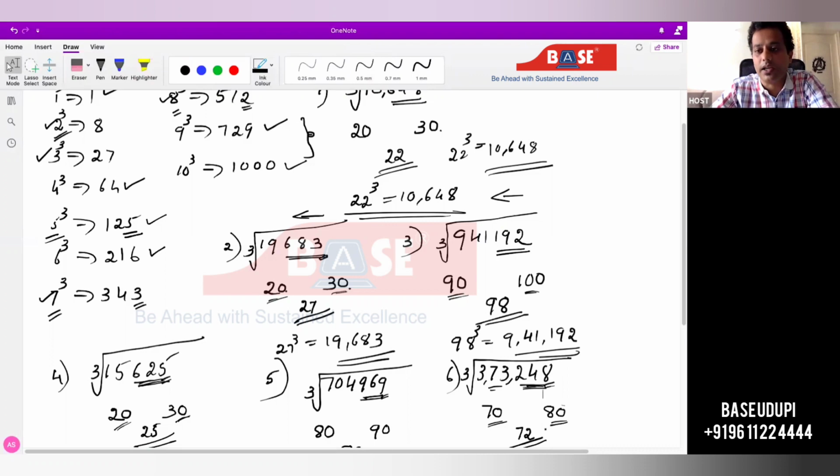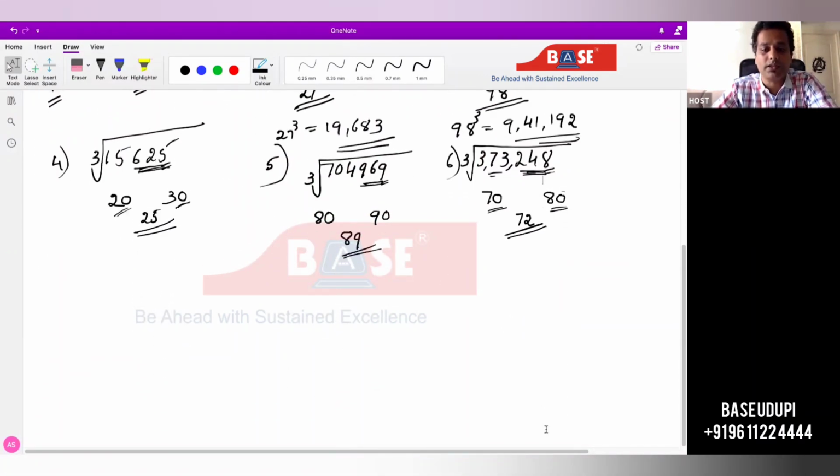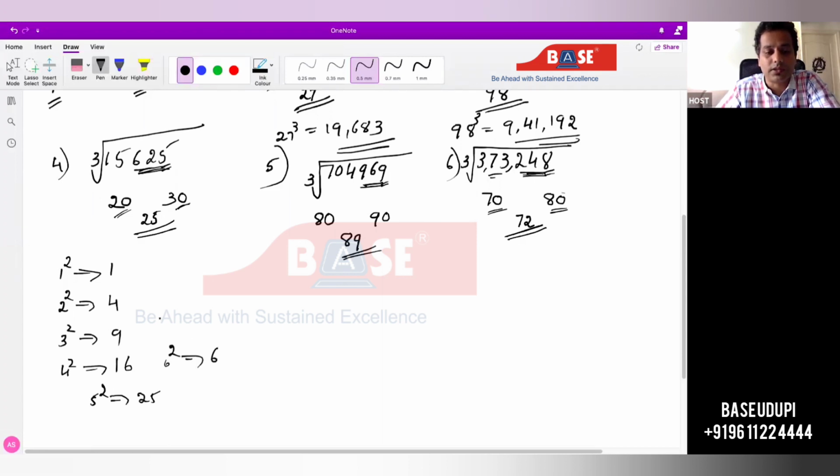Next is finding square root. First is always last digits. So let's find one by one. 1 square ends with 1. 2 square ends with 4. 3 square ends with 9. 4 square 16 ends with 6. 5 square 25 ends with 5. 6 square ends with 6. 7 square ends with 9.